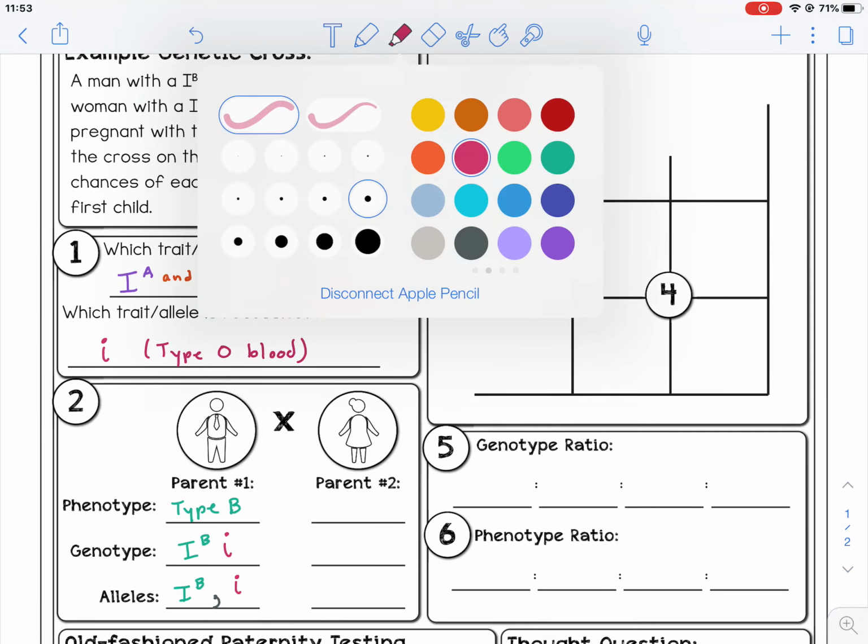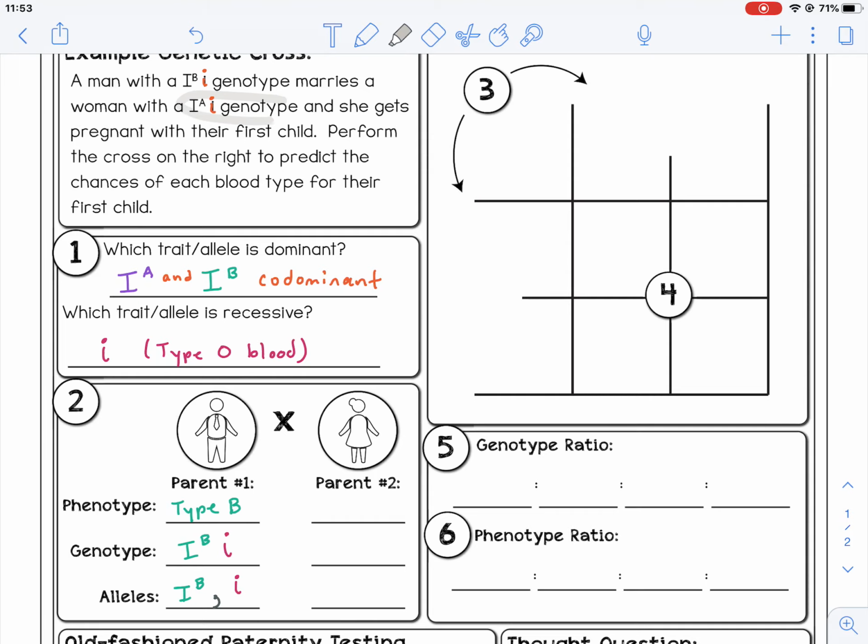Okay, the female said she has IA, little i. So again, IA and IB are codominant with one another, but little i is recessive to both of them. So she has one IA and one little i, which means she is going to be blood type A. Her alleles, she has one IA and she has one little i.